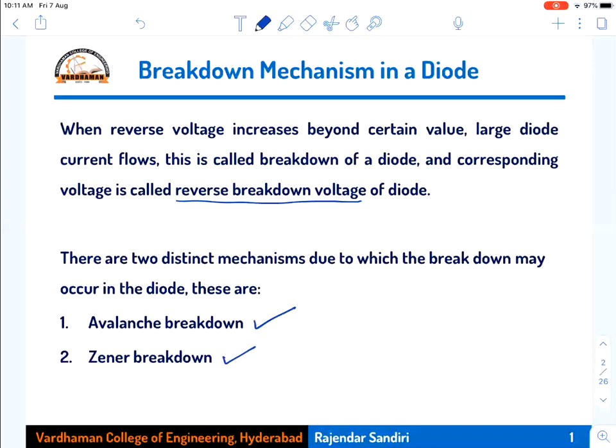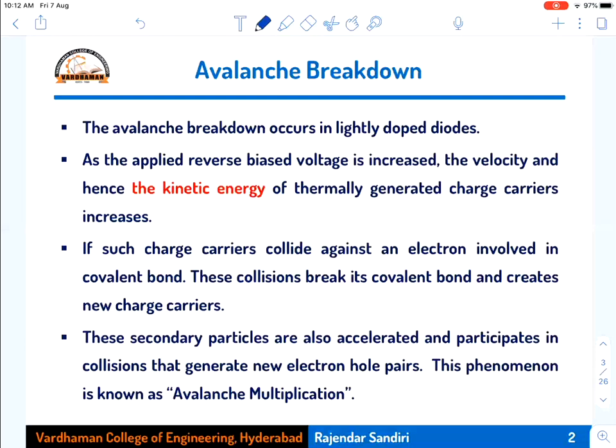First one is avalanche breakdown. Avalanche breakdown occurs in lightly doped diodes. This is a very, very important point. That means the doping concentration on either side of the PN junction, P-type and N-type, is less. Lightly doped means the number of impurity atoms added to the P-type and N-type are very few.